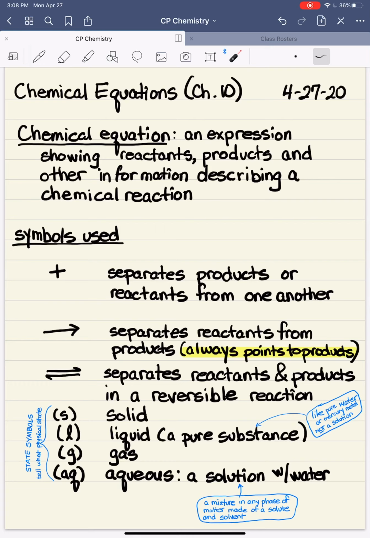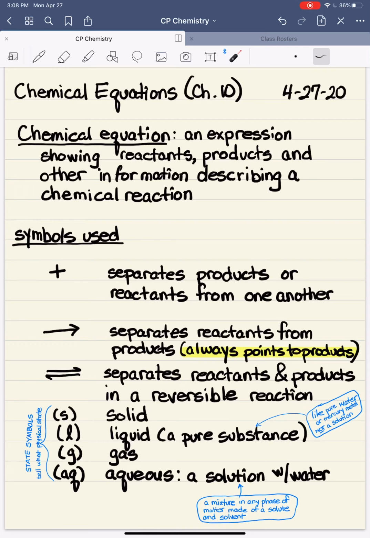Okay, lowercase g, you probably could have guessed, means gas. And this last one, lowercase a, lowercase q, means aqueous, or aqueous. Different people pronounce it differently. And basically, it's a solution in which water is the solvent.